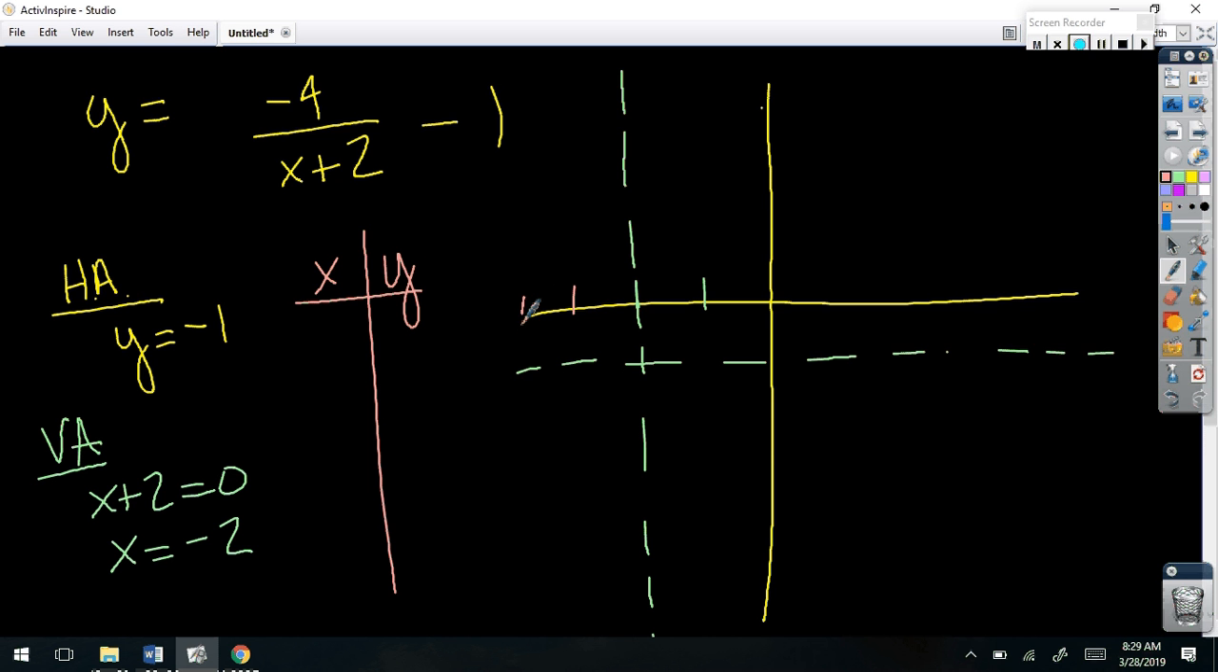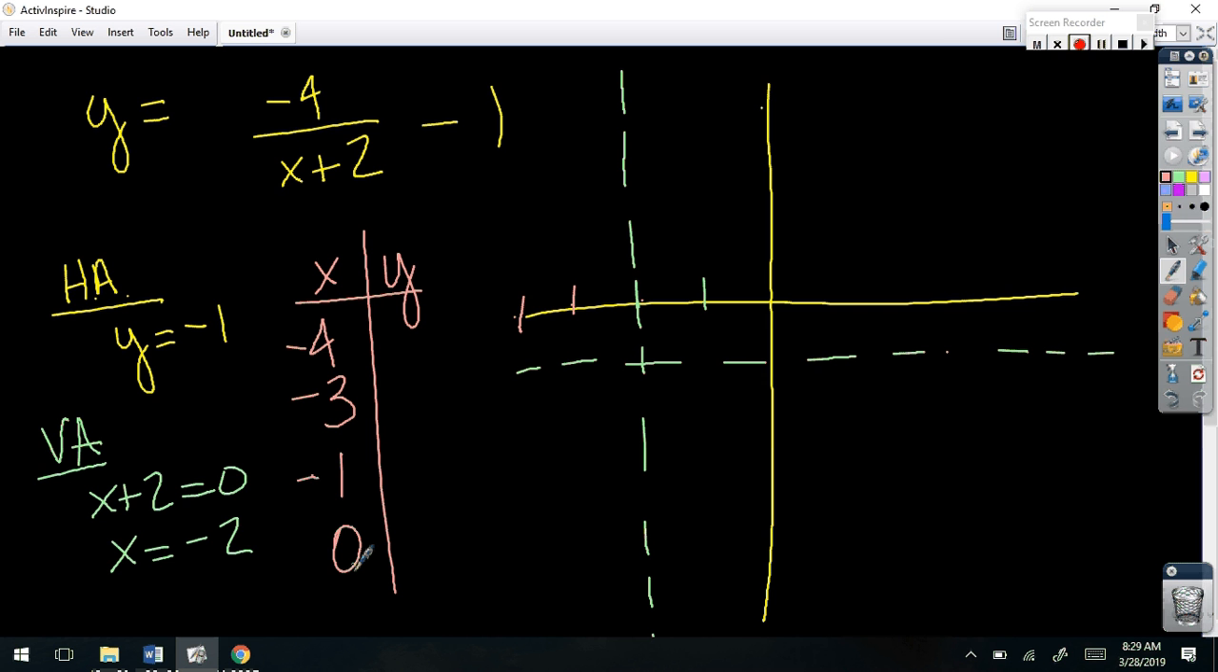2 to the left would be 1, 2, 3, 4. So -4, -3. And 2 to the right would be -1 and 0. Now, can you do more points? Yes. You need at least enough points to pick up on the pattern. It may take more than that. It may not. But you need at least 2 on either side.